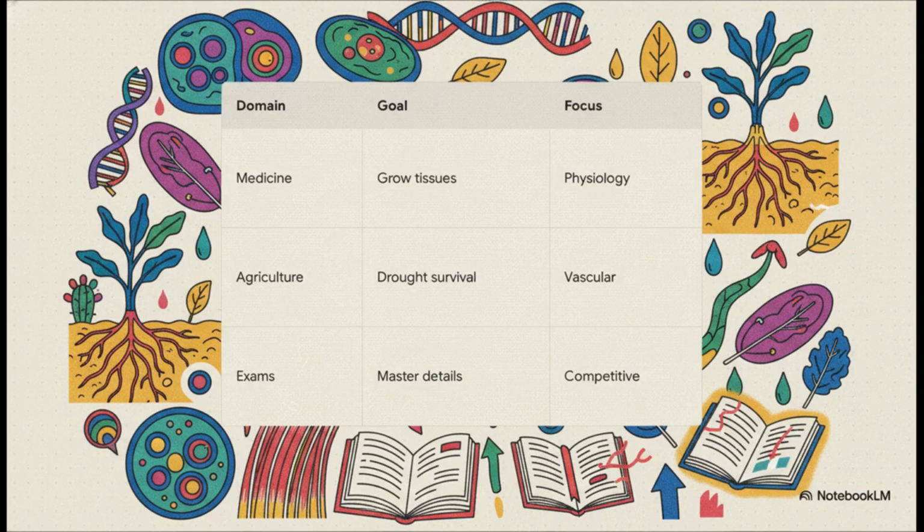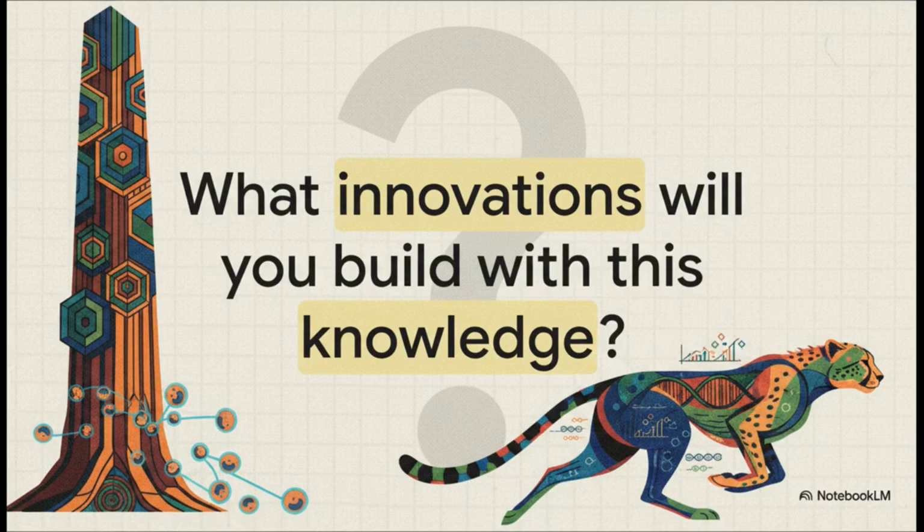And for the ambitious students listening, especially those aiming for competitive exams like NEET, BITSAT, ISER, or NEST, mastering these microscopic details, like the exact difference between striated and non-striated muscles, well, that's your ticket to advancing modern bioengineering. I want to leave you with this final provocative thought. We've seen how nature organizes itself to repair, protect, and thrive. If nature's master blueprint can build a towering, immovable redwood tree or a sprinting cheetah, starting from just a single microscopic cell, what innovations will you build with this knowledge?